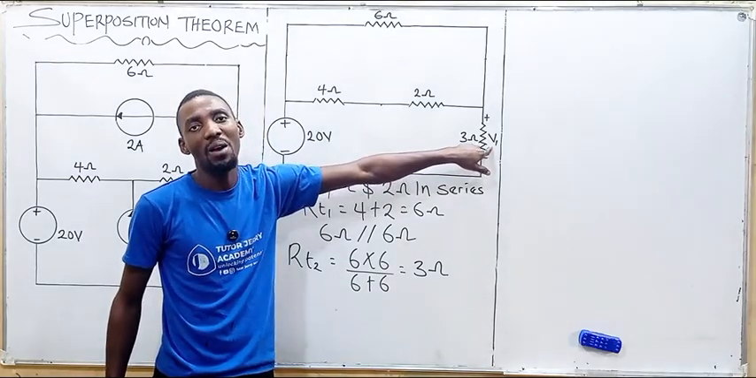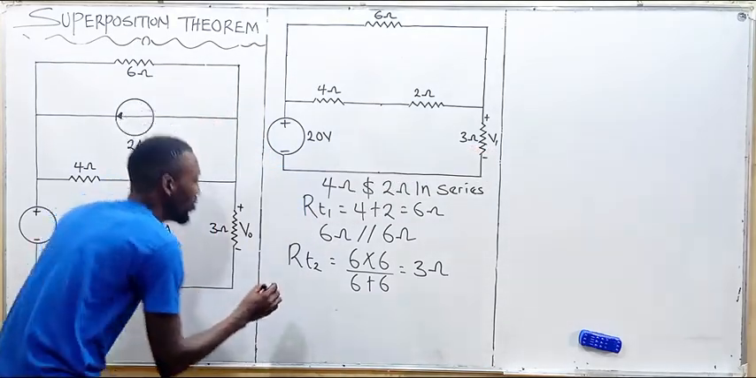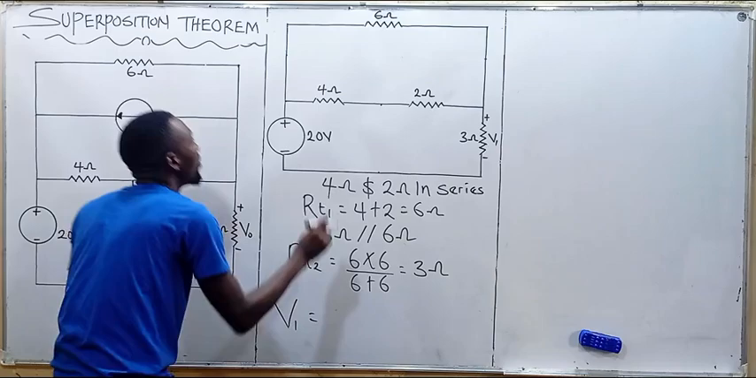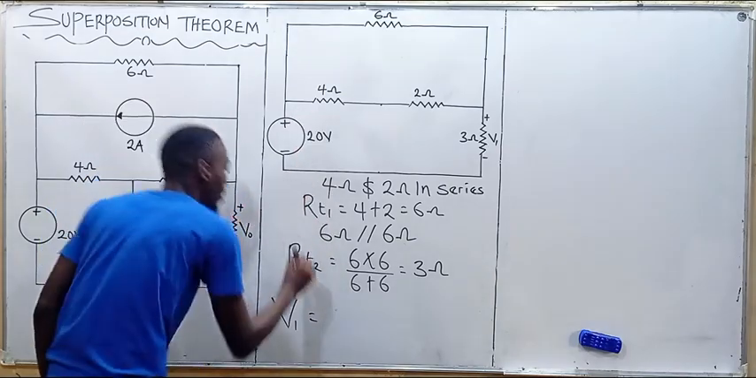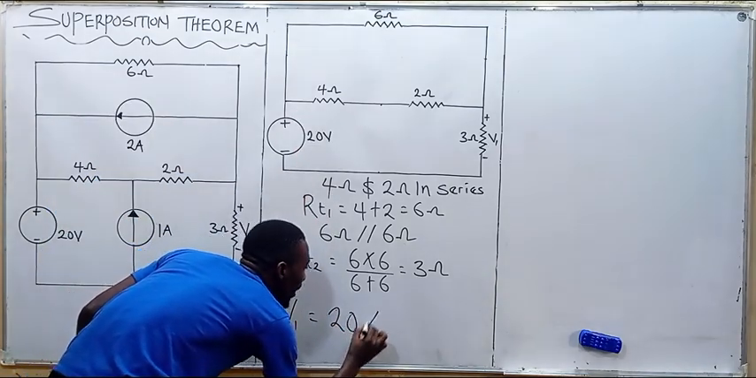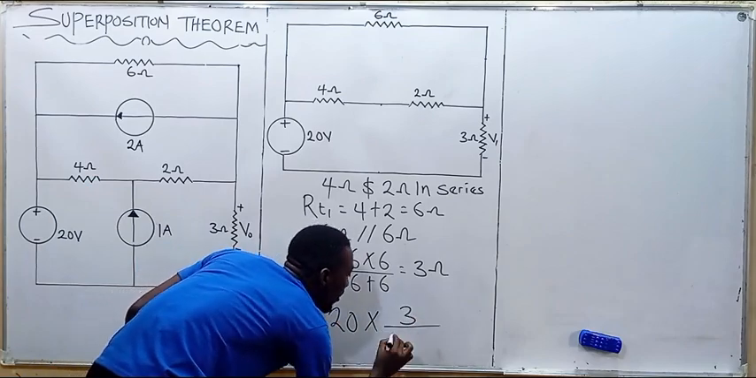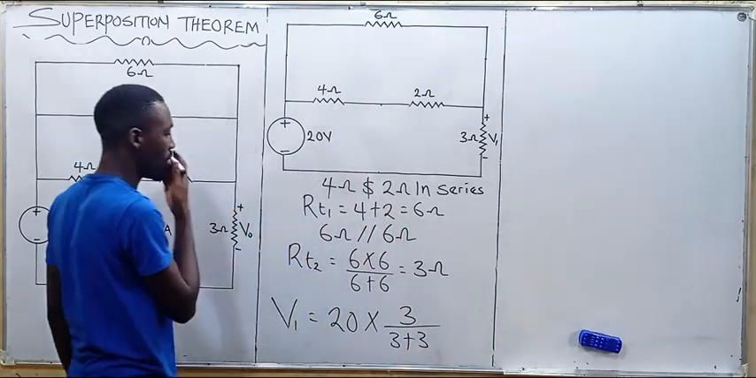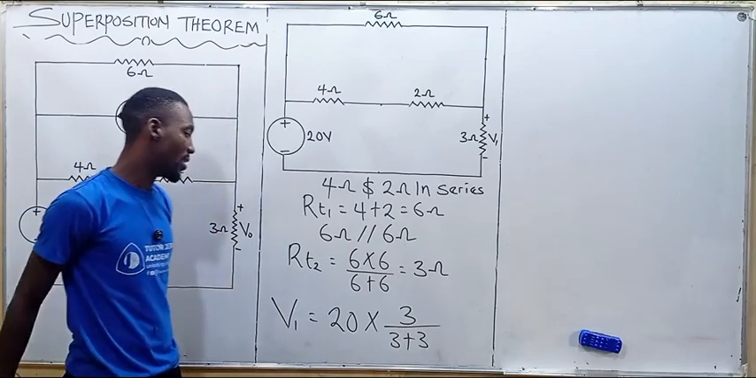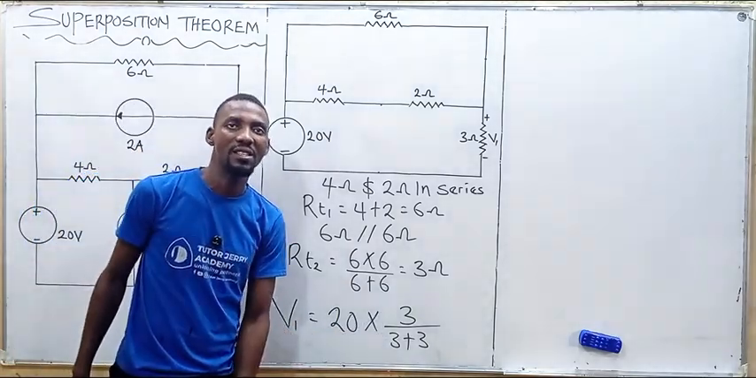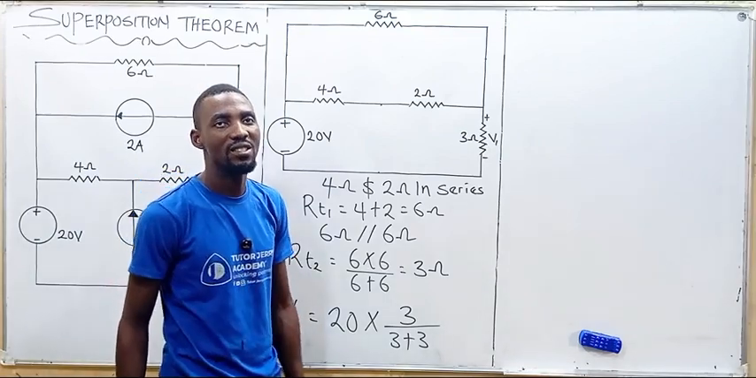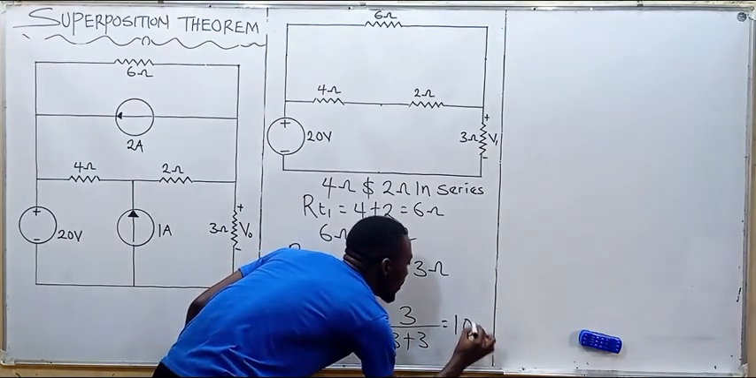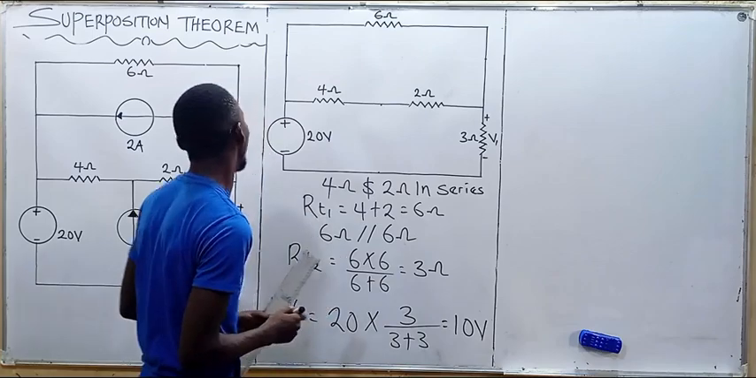So for us to find our V1, it becomes easier. We can apply our voltage division rule. So V1 will be equal to the total voltage entering the circuit, which is 20, multiplied by 3 all over 3 plus 3. So 20 times 3 is 60. 60 divided by 6 is nothing but 10 volts. So this is going to be equal to 10 volts. All right, so we are done with V1.